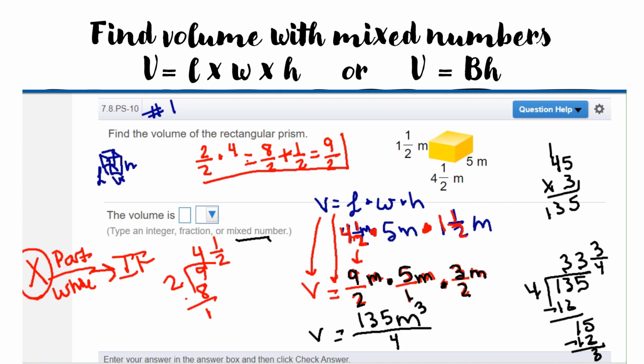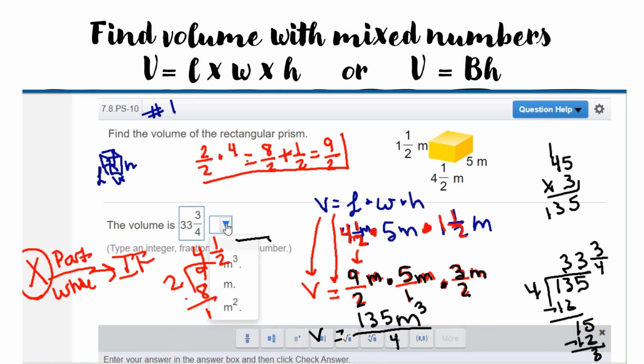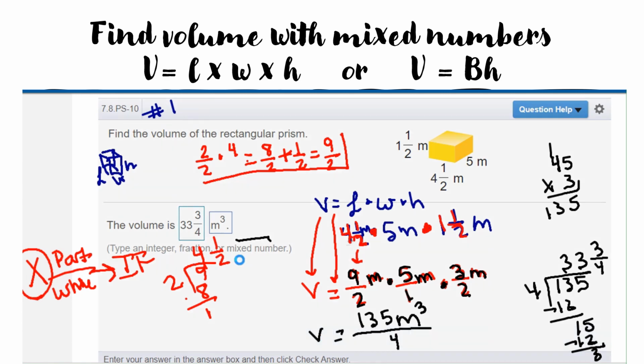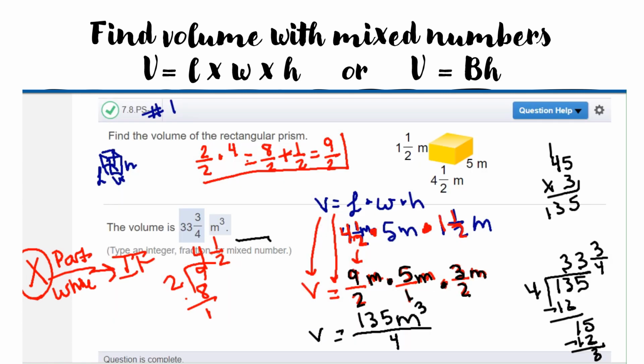33, and for my fraction, 3/4. Now this is equivalent to 75 hundredths, but it clearly said put a mixed number. If you put a decimal, I'm pretty sure it's going to mark it wrong. So keep that in mind. Make sure you pay attention to that.